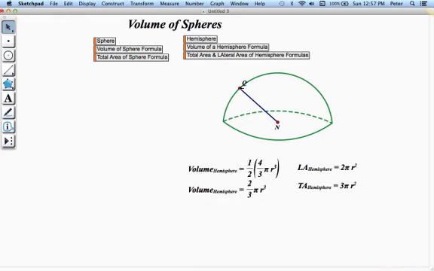Now be careful. Once again, the radius can also be represented as a height in a lot of problems, so be aware of that.